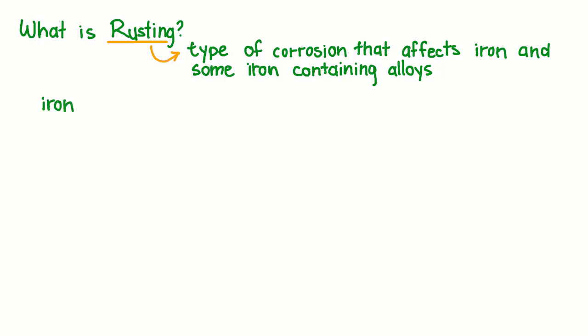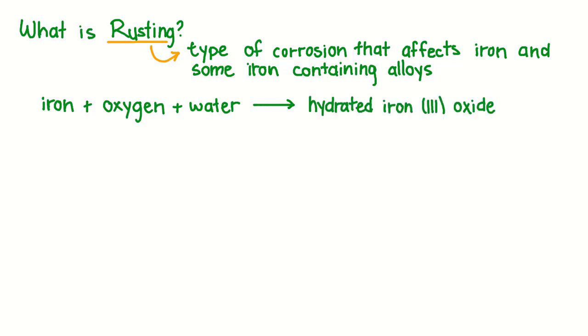Rusting occurs when iron is exposed to oxygen and water. This forms a number of iron-containing compounds. But the primary compound in the substance we call rust is hydrated iron(III) oxide. When iron rusts, a reddish-brown substance forms on the surface of the metal, which is the hydrated iron(III) oxide. This doesn't just change the color of the metal, it also changes the properties.